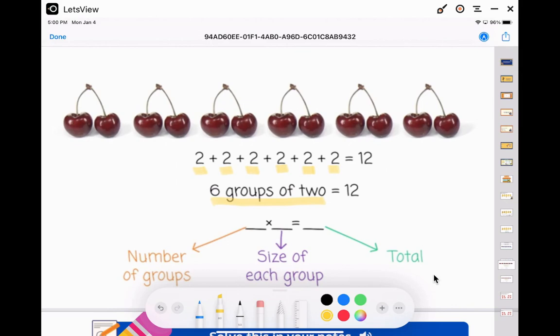Well, to start, our first factor is going to represent our number of groups. The second factor is the size of each group. And the third factor is the total. On the side of your problem, please write the multiplication equation represented by our problem.